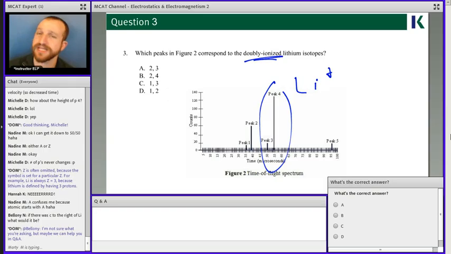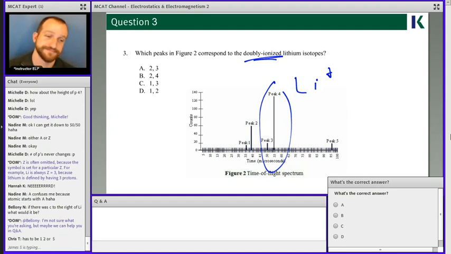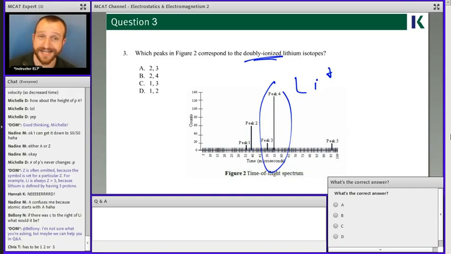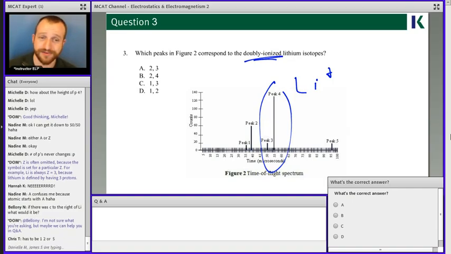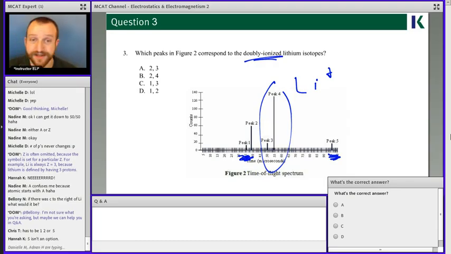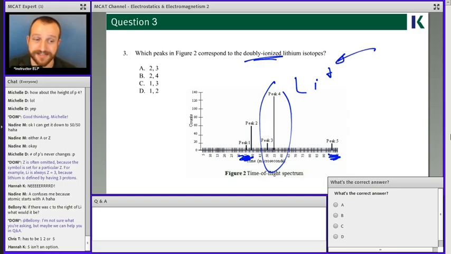Before we get into the nitty-gritty, I want you to do some critical thinking. Help me avoid making any mistakes here. What could I get rid of? Because I know it's not doubly ionized lithium. Right, exactly, Chris. It's got to be 1 or 2 or 5 in there, right? Because those are the only things that we know are different than the singly ionized case.